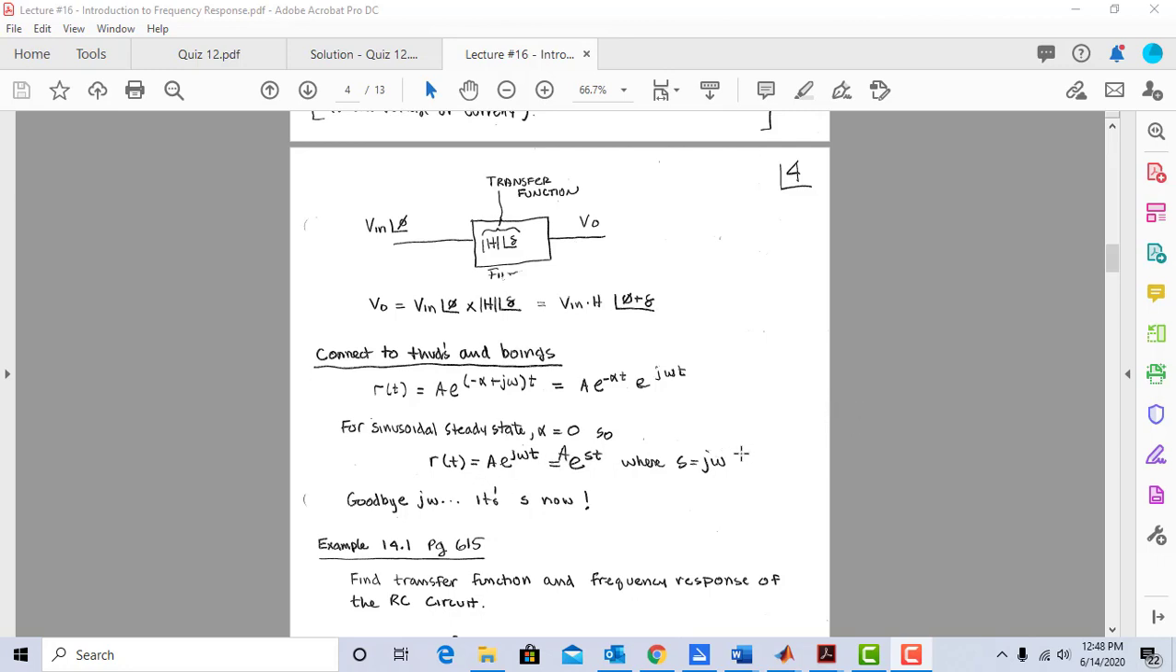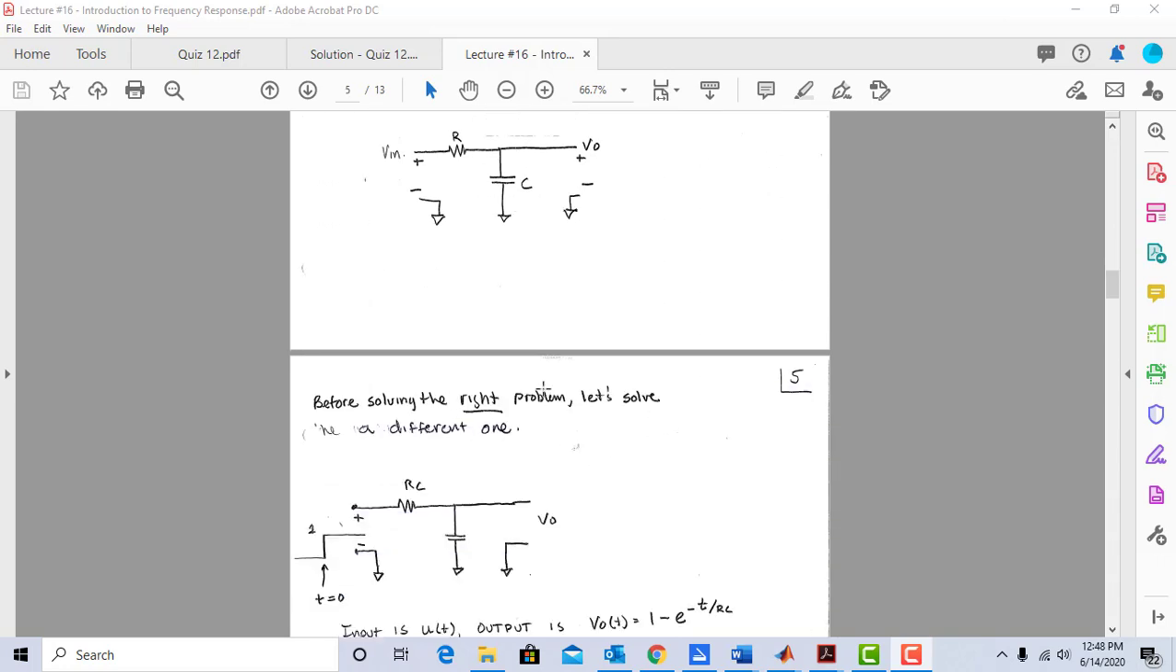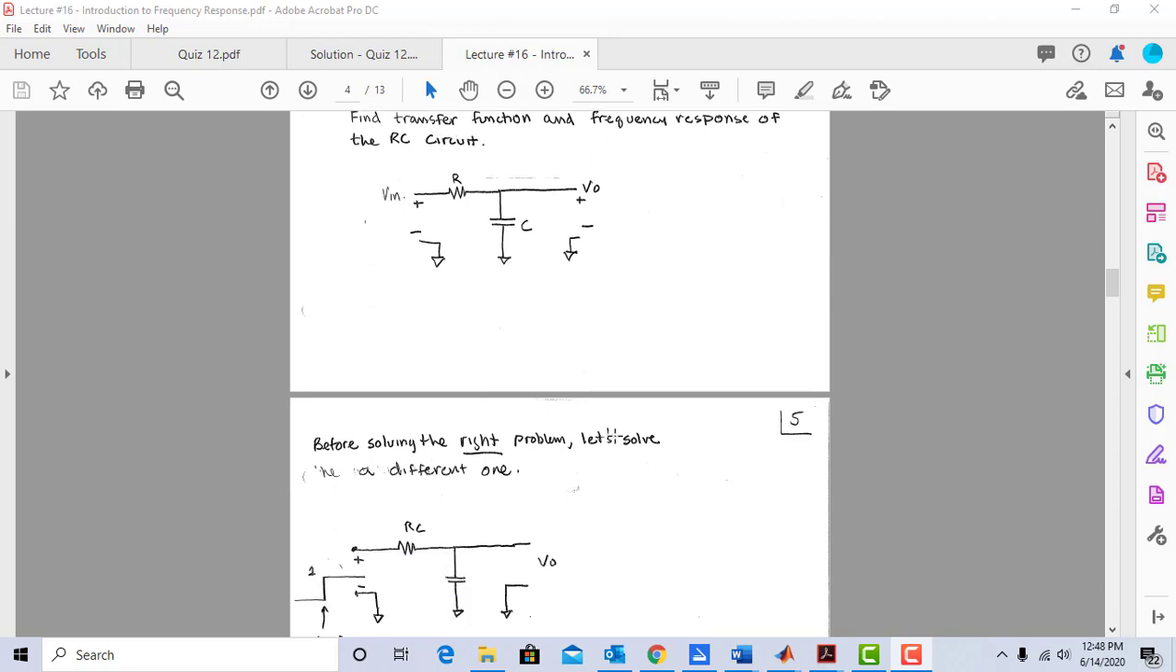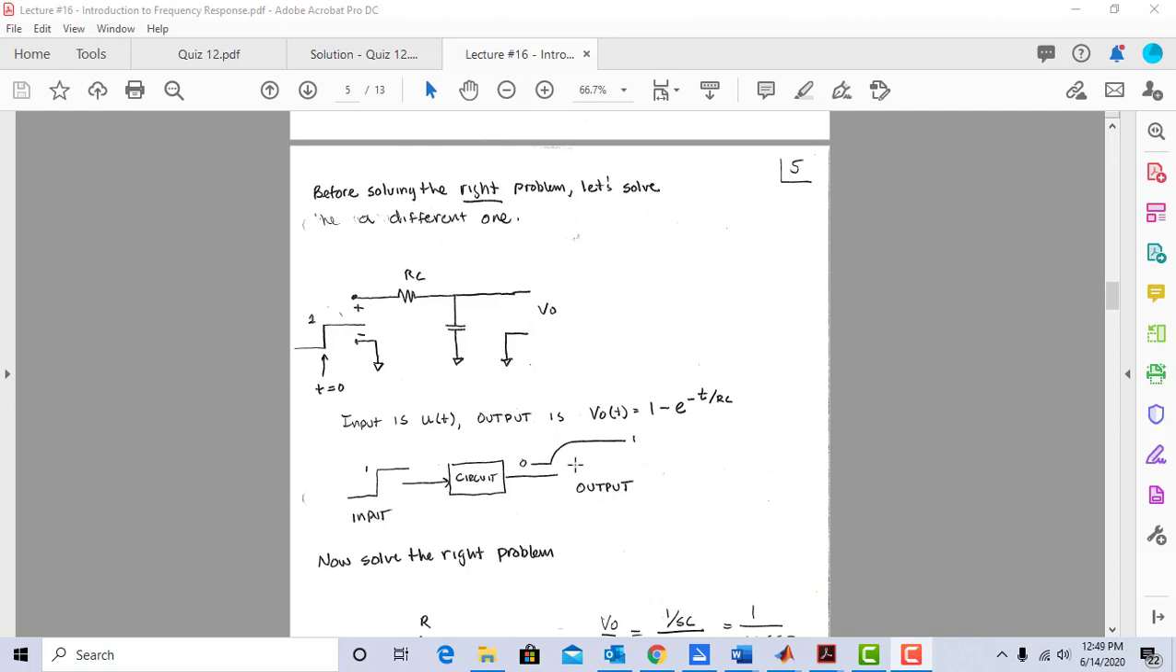Let's do a simple example. Find the transfer function and the frequency response of the RC circuit, shown right here. So before I solve the right problem, find the transfer function and frequency response, i.e. frequency domain stuff, let's solve the wrong problem. The wrong problem is I put a unit step into this circuit, and I want to know the output as a function of t. So what's wrong is I'm doing a time domain, not a frequency domain analysis of this.